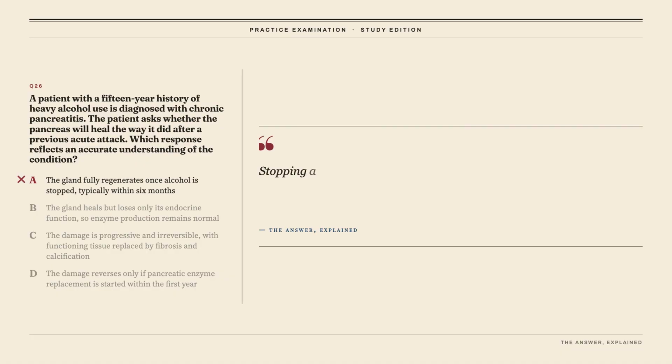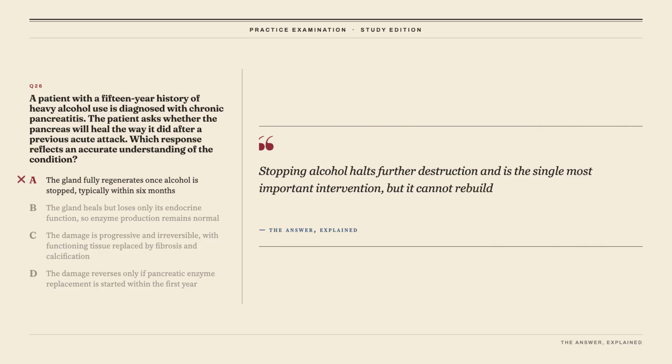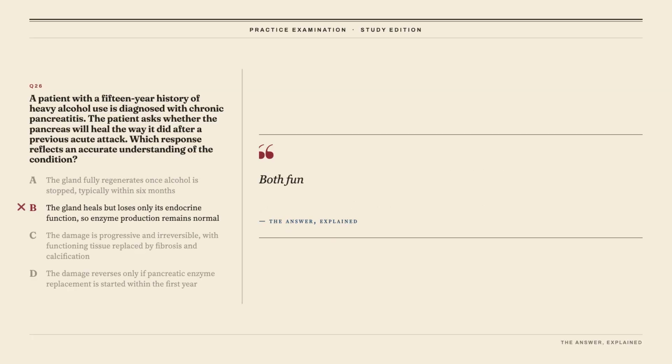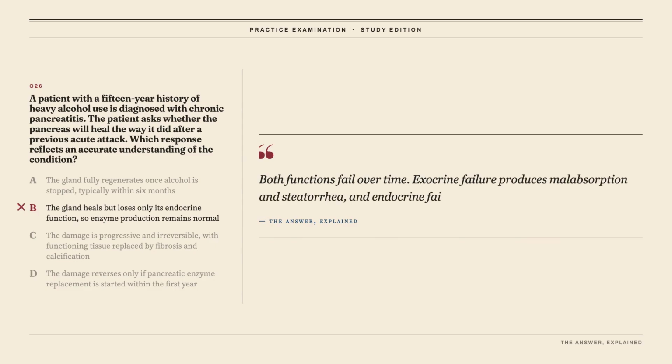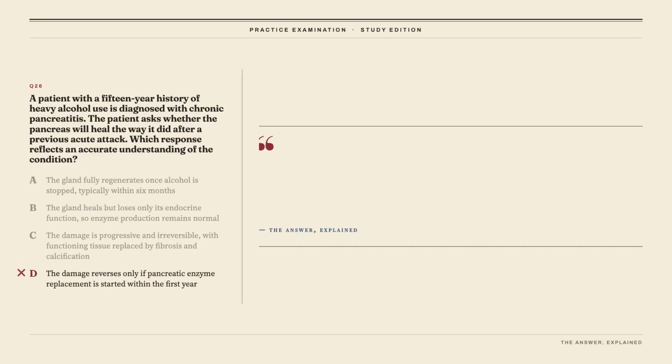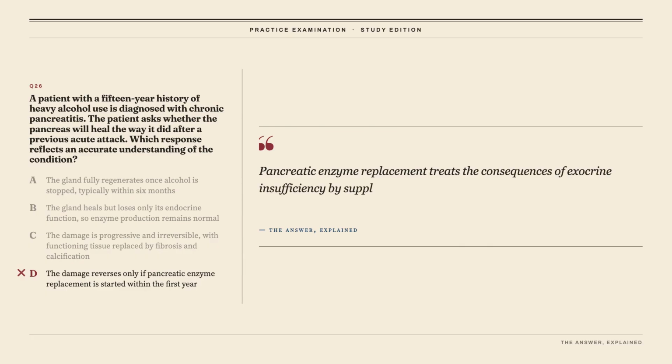A is wrong because stopping alcohol halts further destruction and is the single most important intervention, but it cannot rebuild fibrotic tissue. The benefit is preservation of what remains, not regeneration. B is wrong because both functions fail over time. Exocrine failure produces malabsorption and steatorrhea, and endocrine failure produces diabetes. D is wrong because pancreatic enzyme replacement treats the consequences of exocrine insufficiency by supplying enzymes the gland can no longer make.